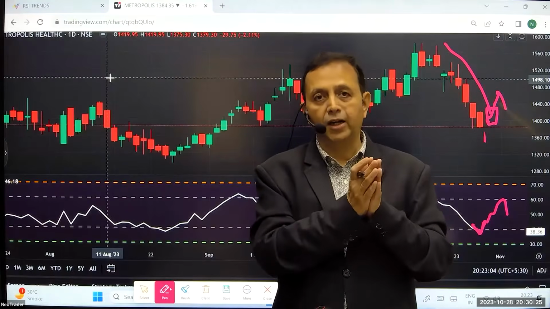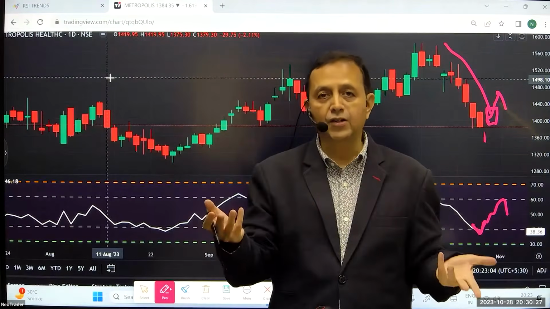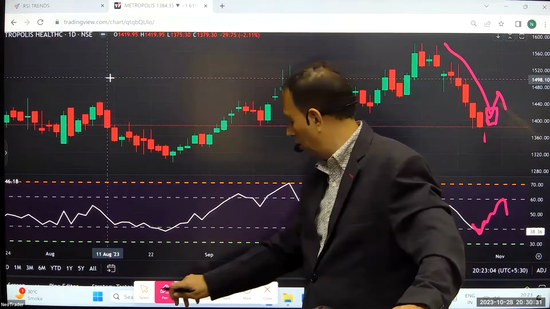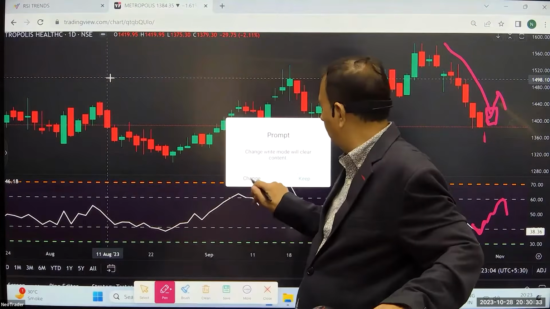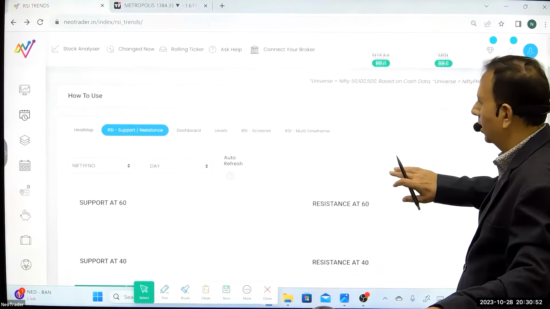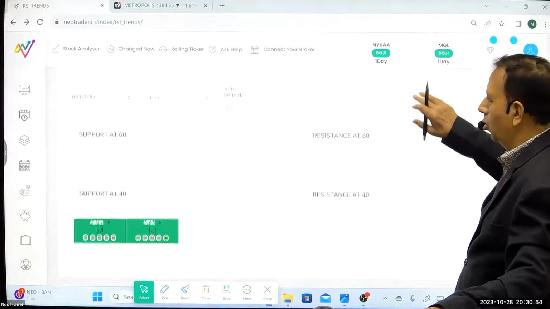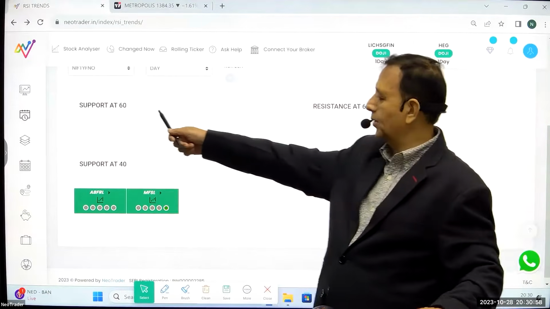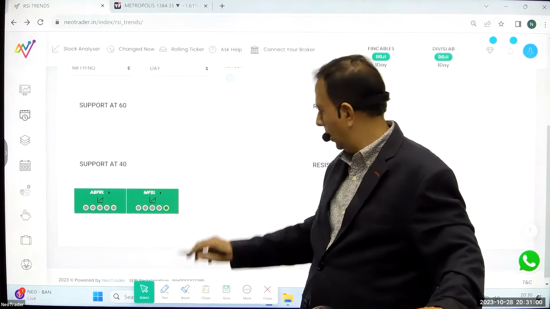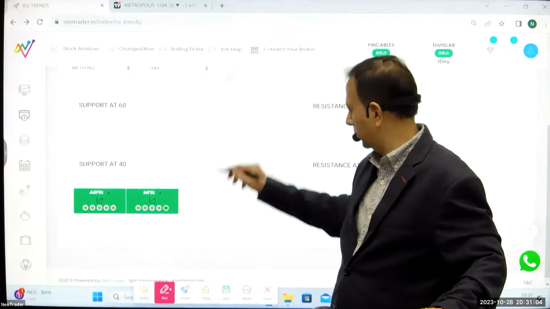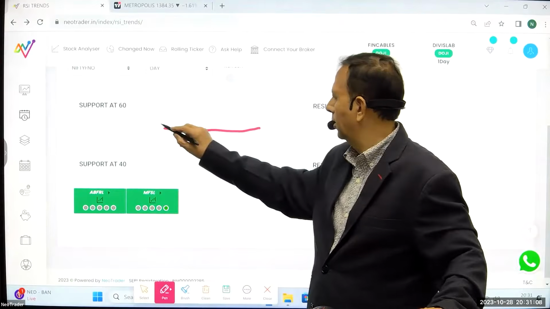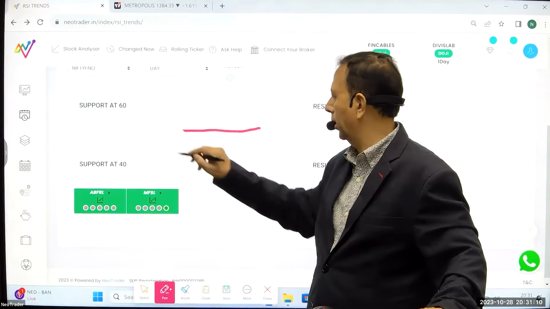Now, similarly, this support resistance concept is also programmed into NeoTrader, and that is available there. It is divided into two levels. There is support at 60. And how does support at 60 look? Support at 60 looks like this. This is the 60 level of the RSI.